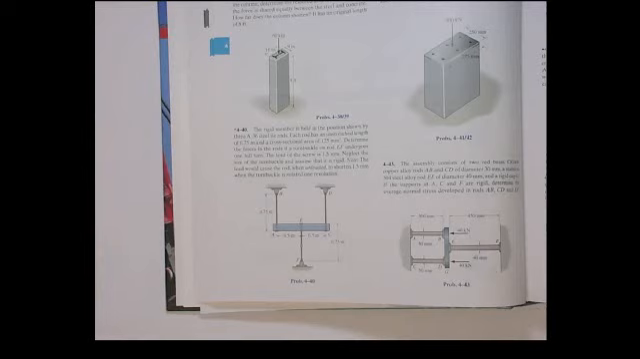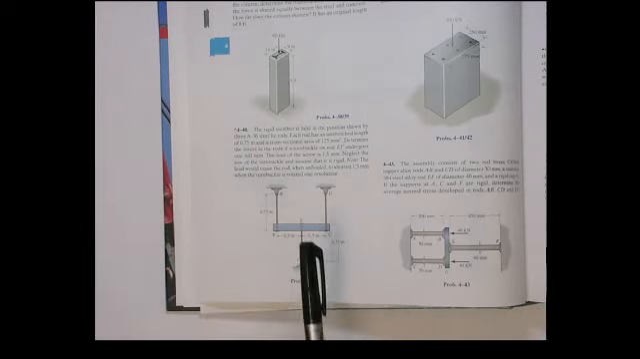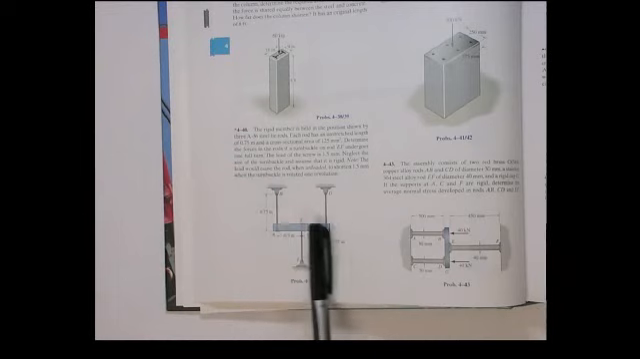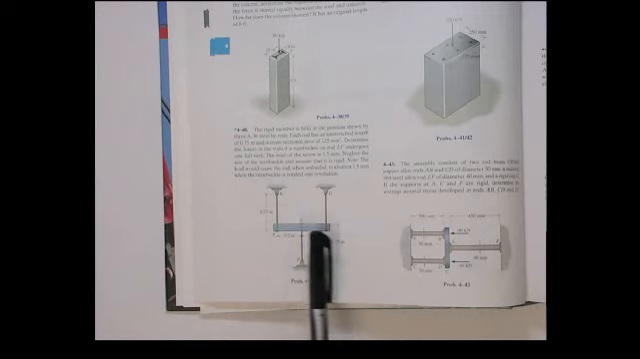All right, so let's do a little different statically determinate problem here. This has two redundancies. This is problem 440. What we have here is a rigid bar, a beam, okay? And it's supported by these three rods.